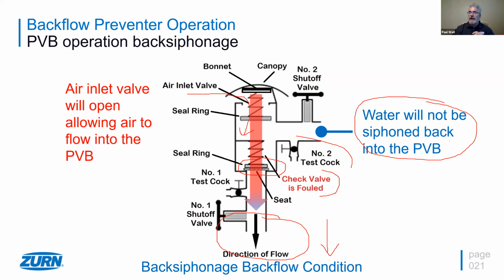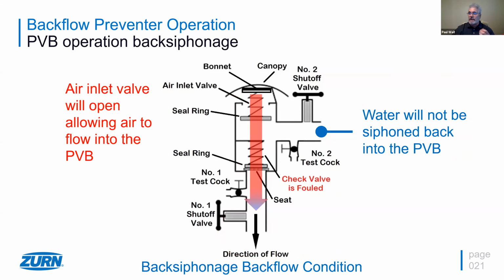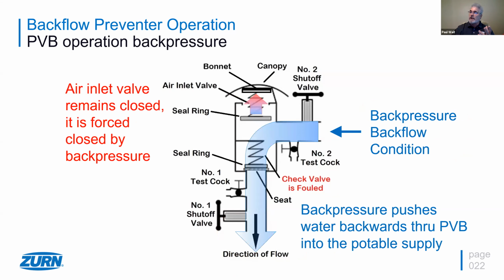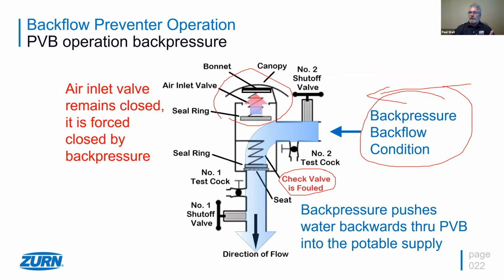Now, let's take a look at how this operates in a back pressure situation. So now we're going to back pressure this valve. We're actually going to push the water back into this. And we're going to say the check valve is fouled. So we have a fouled check valve again, something in there. This back pressure can be strong enough to keep this air inlet closed right here. It may not open up. It should stay closed because we're back pressuring this valve. And this water will push all the way through the PVB and all the way out into the potable supply.